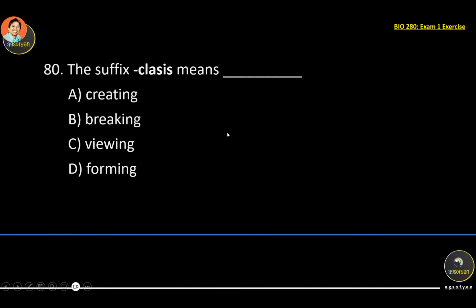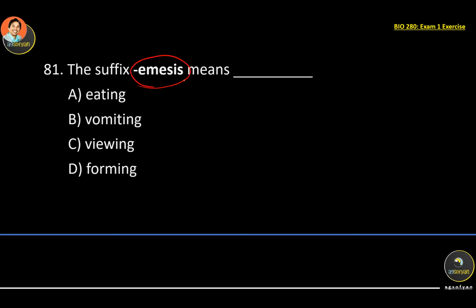How about clasis? The suffix clasis. Clasis means breaking. Okay, so breaking. How about emesis? Emesis, someone who has emesis means vomiting.